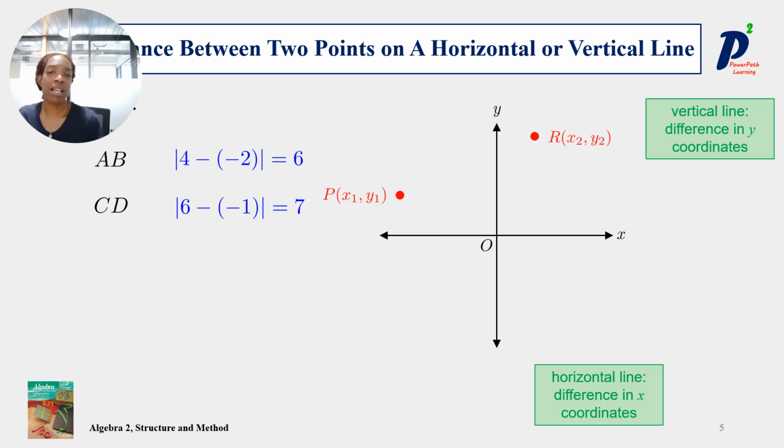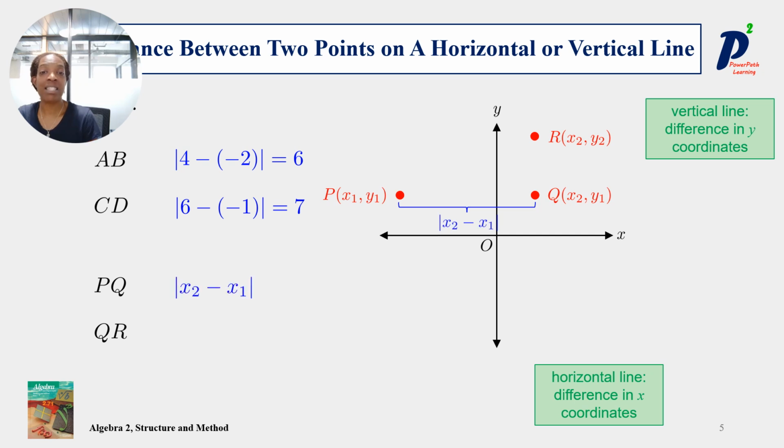Now, suppose we want to generalize this as a formula. We have 2 points, P with coordinates x1, y1, and R with coordinates x2, y2. The horizontal line through P will intersect the vertical line through R at Q, which has the coordinates of x2 and y1. So P and Q lie on the same horizontal line, so the distance between them is the difference in their x-coordinates, which is x2 minus x1. R and Q lie on a vertical line, so the distance between them is the difference in their y-coordinates, which is y2 minus y1. Now we can use this to find a general formula for the distance between 2 points on a non-vertical line.